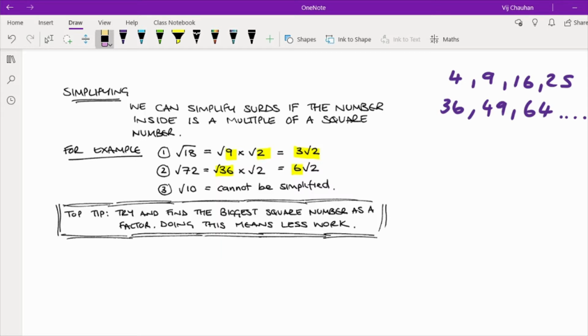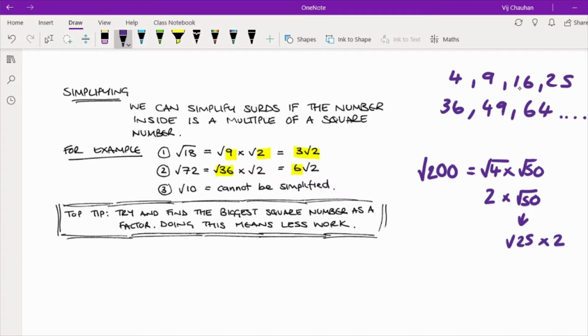And as I said, try and find the biggest square number that you can think of, because obviously it means less work. So for example, if I had the square root of 200. Now I know that that is 4 times root 50, which I can simplify as 2 times root 50. But then I can also write this as 25 times 2, which leaves me with, oh, I forgot the square root, 5 times root 2. So bringing that 2 down, I get 10 root 2.